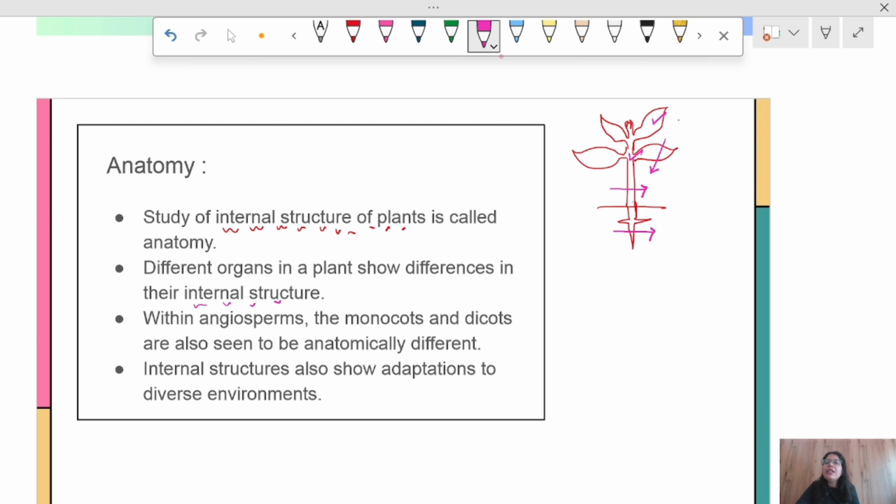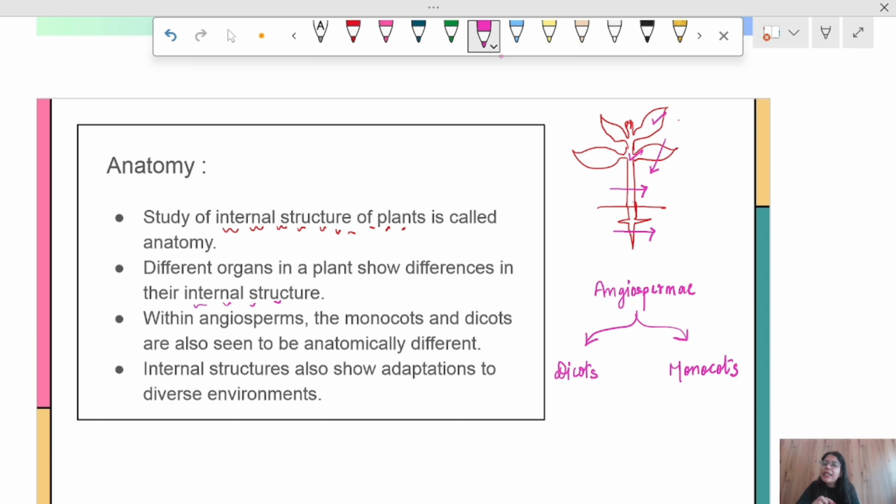Now, within the angiosperms, the monocots and dicots are also seen to be anatomically different, right? If I talk about angiosperms, the flowering plants, you know that they are divided into two categories, right? Dicots and monocots, or you can say dicotyledony and monocotyledony. I'm writing in short, dicot and monocots, right?